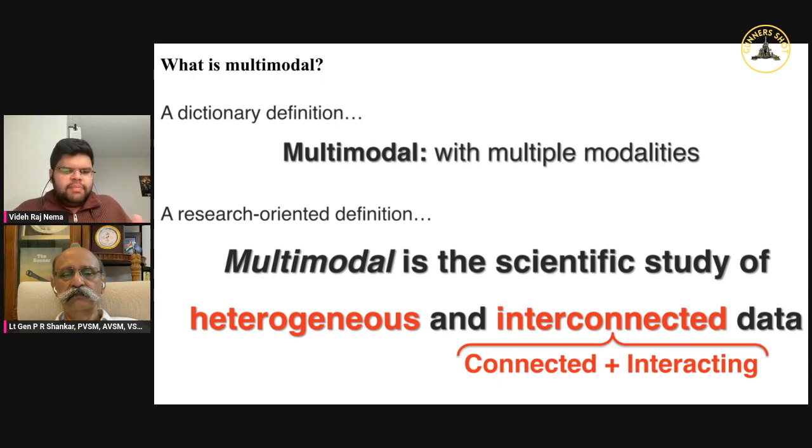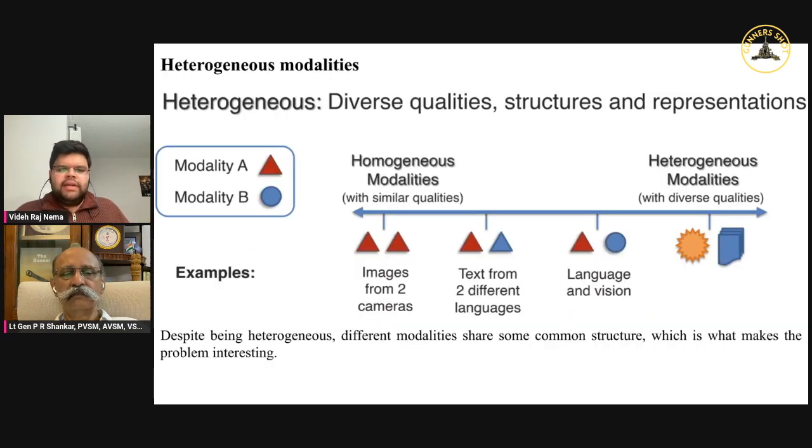Multimodal, as a simple definition, means multiple modalities, but a research oriented definition is that it's made of three principles. It's a scientific study of heterogeneous and interconnected data, where interconnected is a combination of connected and interacting. Heterogeneous means that the modalities have diverse qualities. Here modalities are represented with a triangle and a circle, and these could be anything like vision or language. They are different, but they have a common structure.